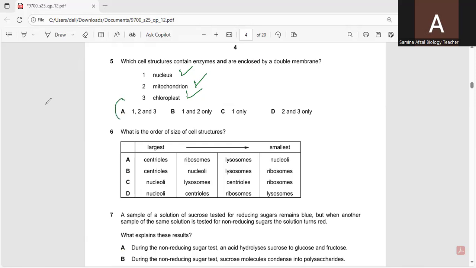According to this, A is the correct option. B, C, and D are not the correct options.